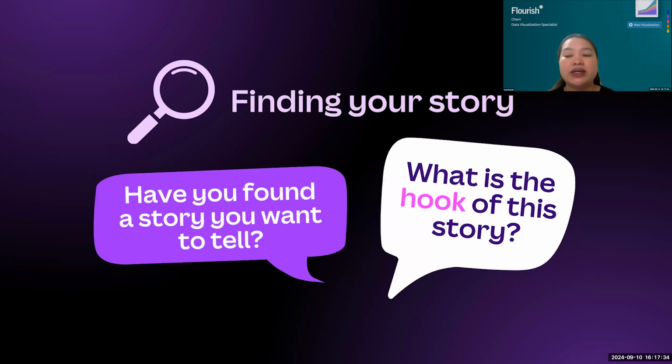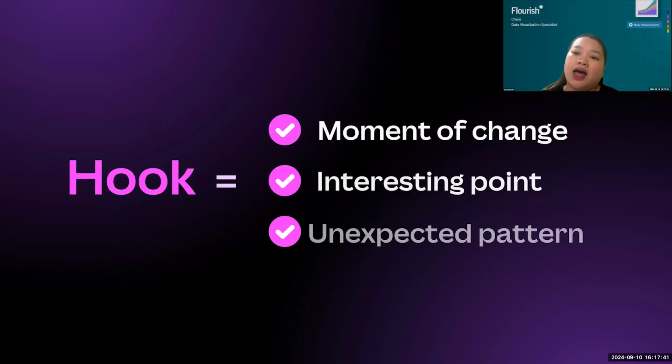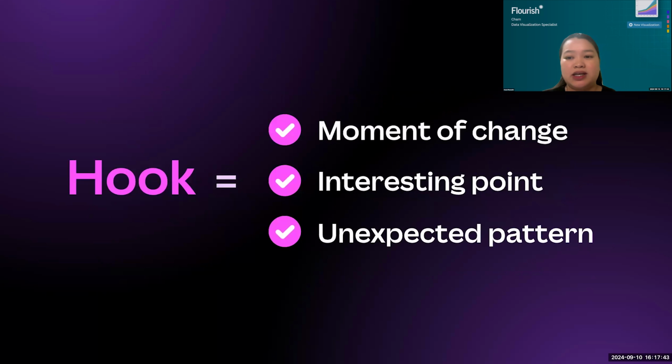Having identified all these insights, we need to decide what story to tell and what is the hook of our story. A hook is a moment of change. It's an interesting point or an unexpected pattern that we'd like to direct the audience's attention to. Looking back again at the Hans Rosling example, one of the hooks was the emphasis on the effects of wars and pandemics, where we saw the bubbles drop abruptly.